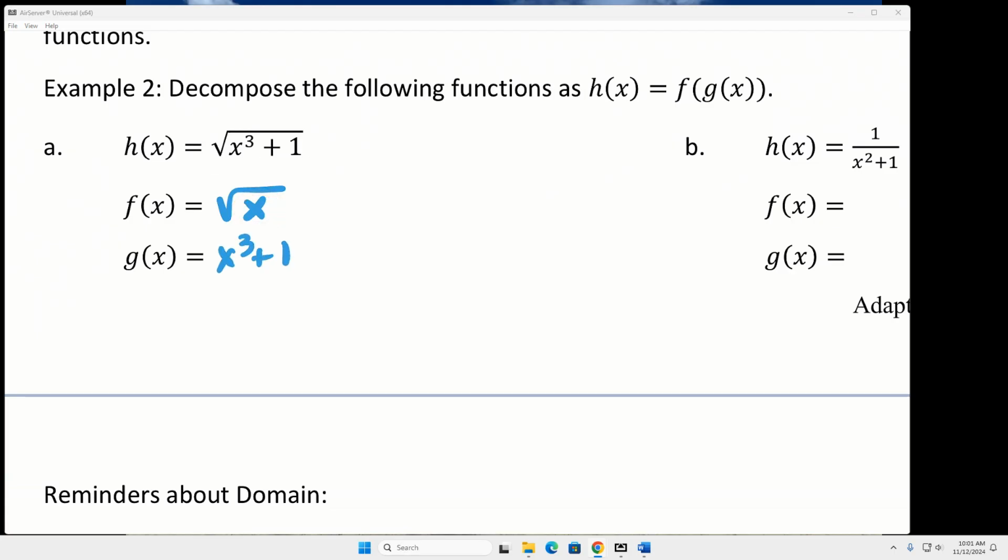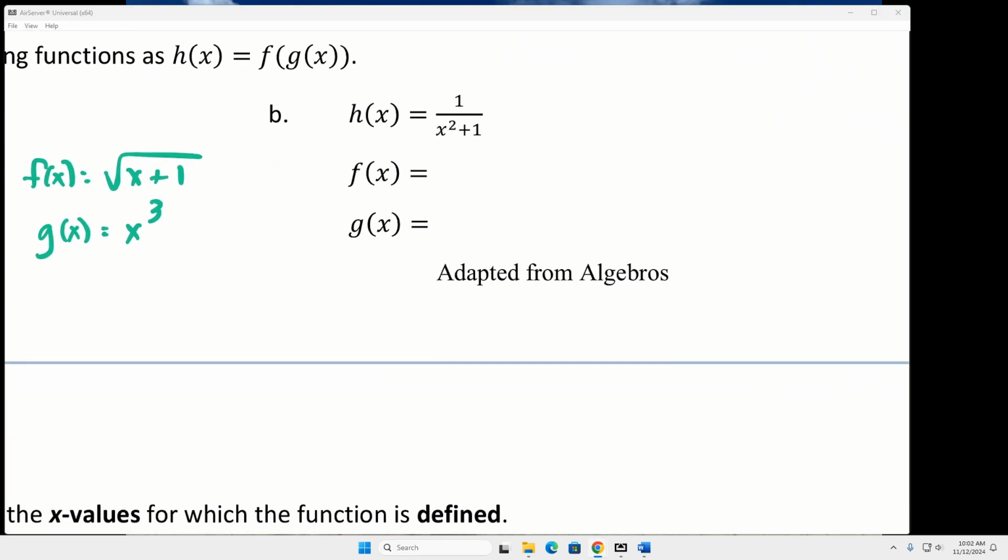Now, a lot of times there's more than one right answer. So I did only put one answer on your answer choices, but on this one, just now thinking about it, f of x could have been the square root of x plus 1. And then what would g of x be? It would just be x cubed. So, like I said, there's more than one answer. I usually try to make my f of x just be a parent function if it's possible. It just makes it easier for my brain.